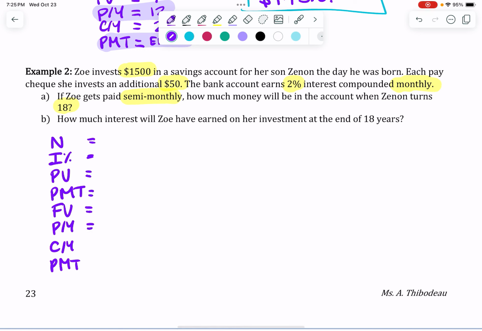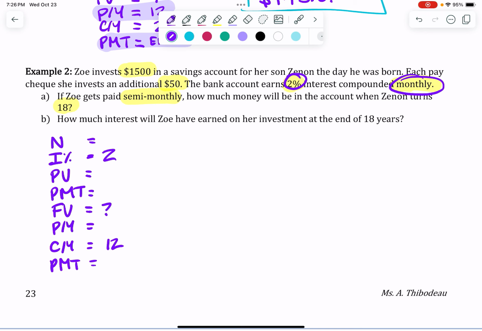Now there's a couple of things here that I want to talk about before we do that. There's 2 things automatically, without question, that I usually can always tackle. And that's my interest rate and my compounds per year. It's compounded monthly, so that's 12 times a year. Okay. When I'm looking at this, I know I'm looking for FV, right? I want to know how much money will be in the account when he turns 18, which is great.